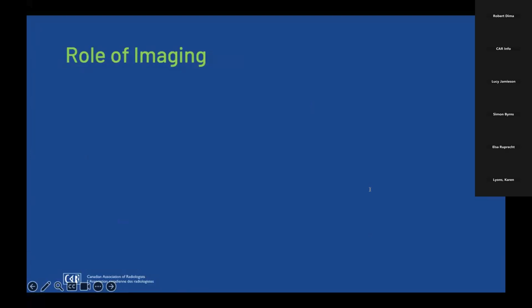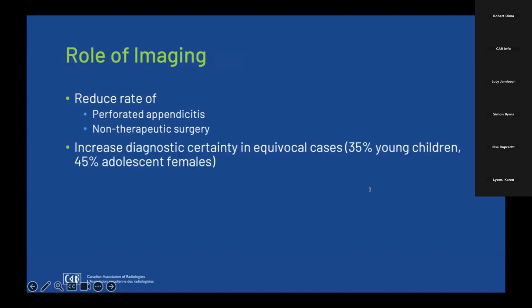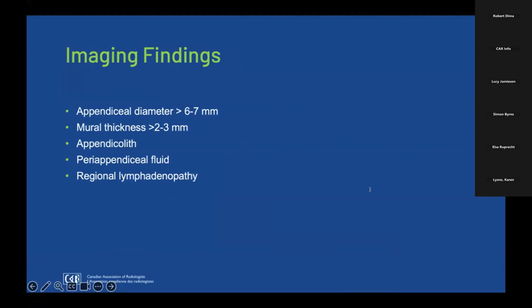So radiologists are frequently asked to evaluate the appendix of children and adolescents with acute abdominal pain. Our primary purpose is to reduce the rate of perforated appendicitis and non-therapeutic surgery by increasing diagnostic certainty, especially in clinically equivocal cases. And that accounts for about 35% of cases in young children and up to 45% of cases in adolescent females. So the most commonly used imaging modalities in this setting are ultrasound, CT, and MR. And MR being the least common, I suppose, in terms of generalized use.